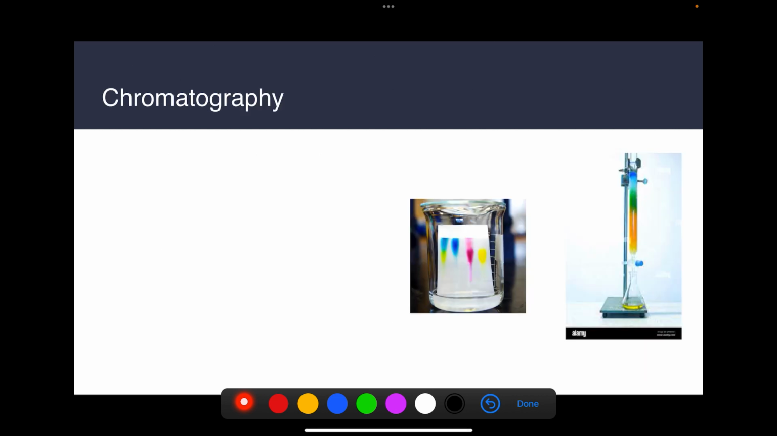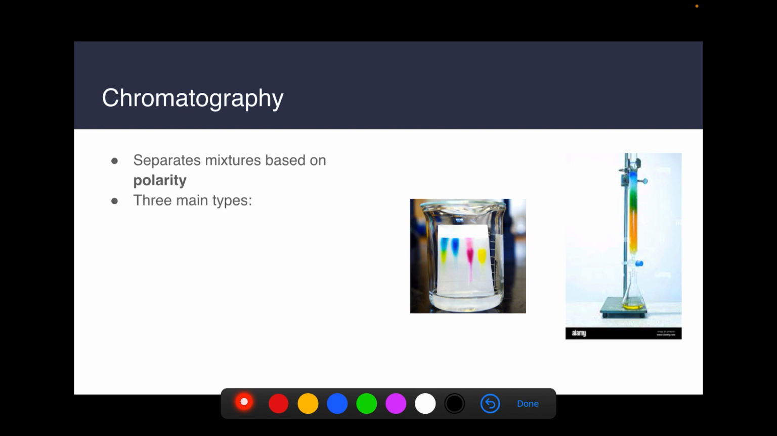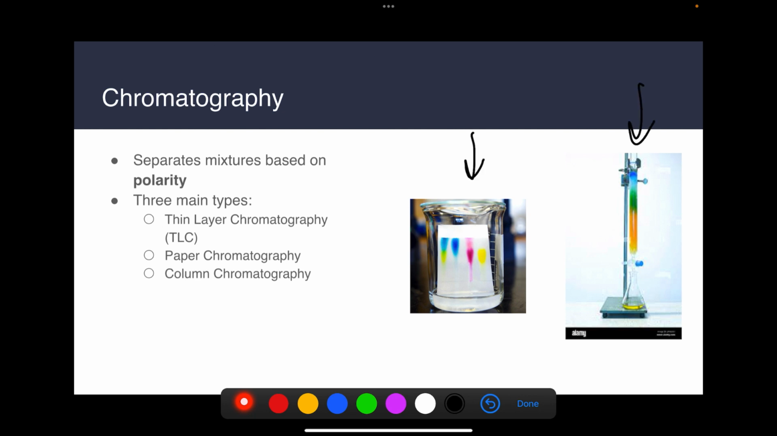Another really common separation technique in chemistry is called chromatography. Chromatography separates mixtures based on the polarity differences in the components. There are three main types of chromatography that we're going to address in this video: thin layer chromatography, or TLC, paper chromatography, shown here, and column chromatography, shown here.